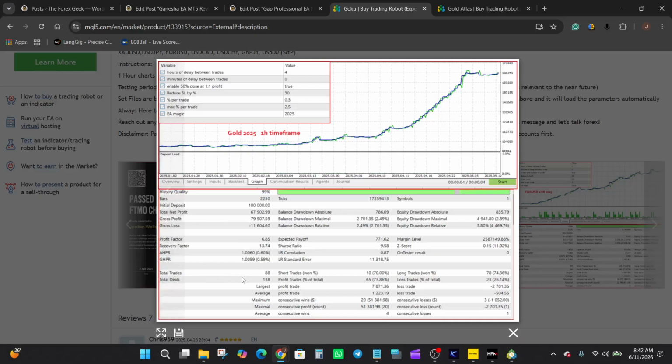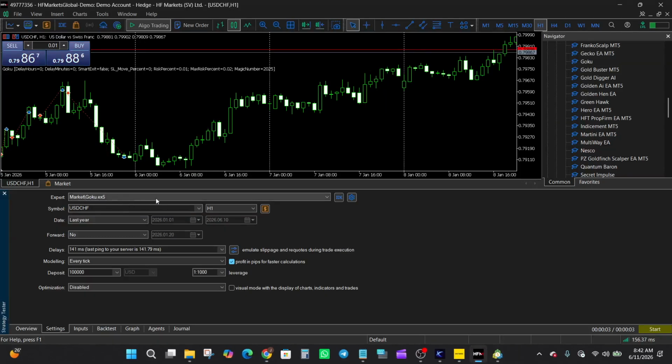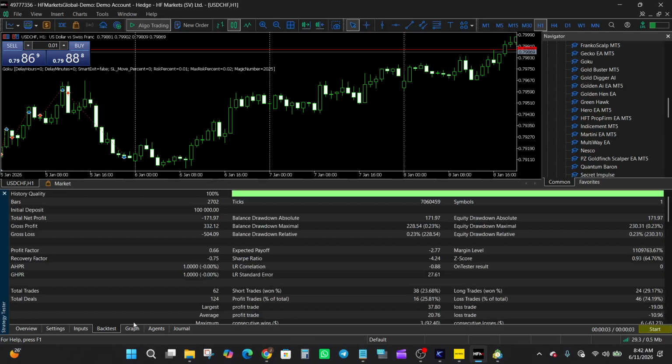Okay, so the total trades taken were 88, profitable trades were 65, which gave us the 73.86% win rate. Now let's move over to our strategy tester. Let's see how this EA, the Goku EA, performed on USDCHF, which is one of the recommended pairs, on the H1 time frame. We tested from the beginning of this year, 2026, till date. As for the delays, we are using the last ping to the server. We're using the every tick modeling. All right, so we see that from an initial deposit of $100,000, total net profit was negative 171.97, and the total trades taken were 62. Out of those 62 trades, only 16 were profitable. That gave us a 25.81% win rate.